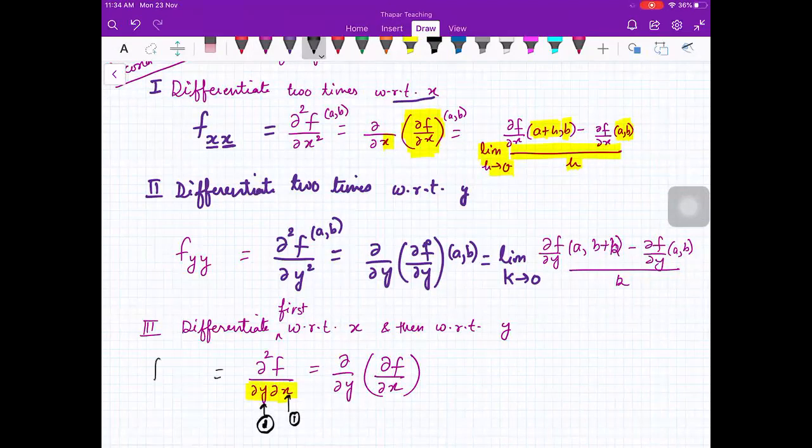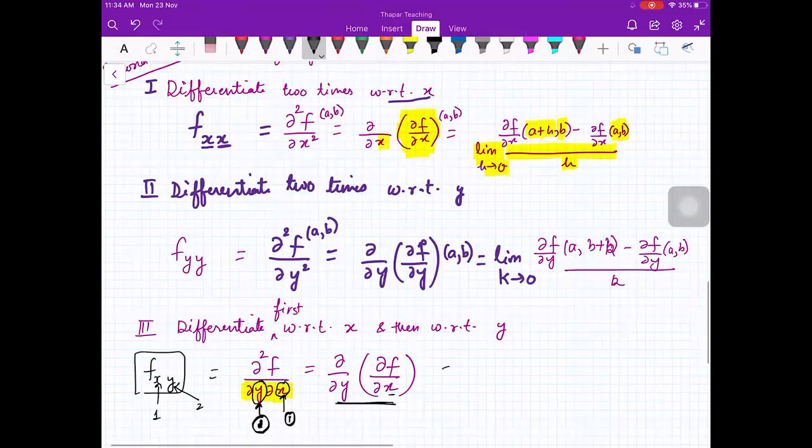We write this as fxy. So you should understand, if you are writing in this way, this is the first variable with respect to which you are differentiating, and this is your second variable. Because of this notation, x is the first variable with respect to which you will differentiate, and y is the second. So this is the limit k going to 0, because you are differentiating with respect to y, of curly f by curly x at (a, b plus k) minus curly f by curly x at (a, b), divided by k. Is that clear?